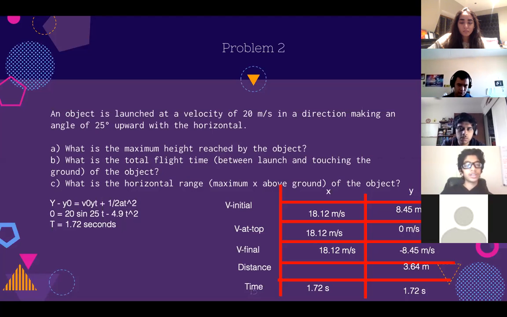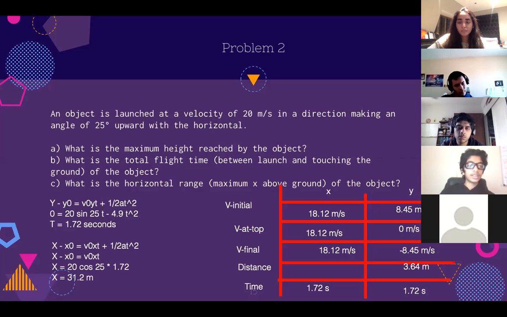And then for part C, we just have to fill in this last data table, which is the horizontal distance. To do this, we can again use the same equation that we used in part B, except we're using it for the x direction. As you can see, we have x. We want to find the total displacement, so that's the initial x velocity times time plus 1/2 a t squared.